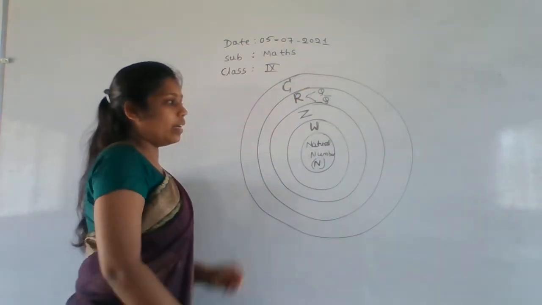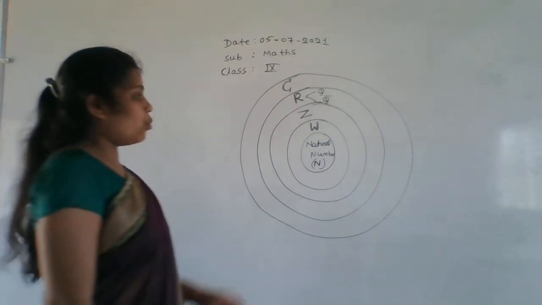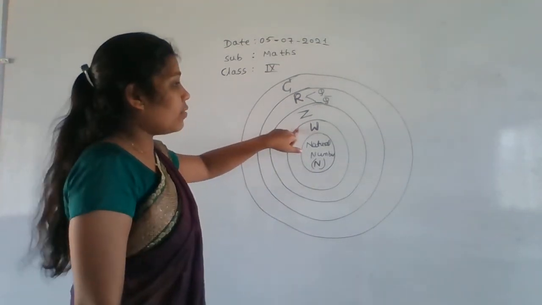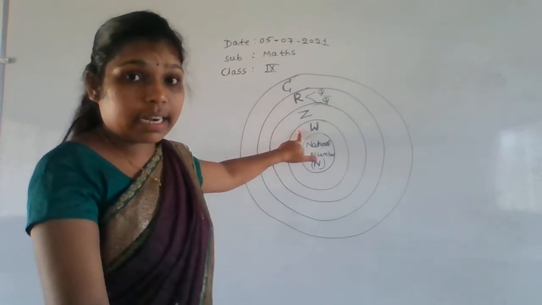This diagram is very important. Okay, so the first one is the natural number, that is capital N, and the second one is the whole number. Understanding what I am saying?